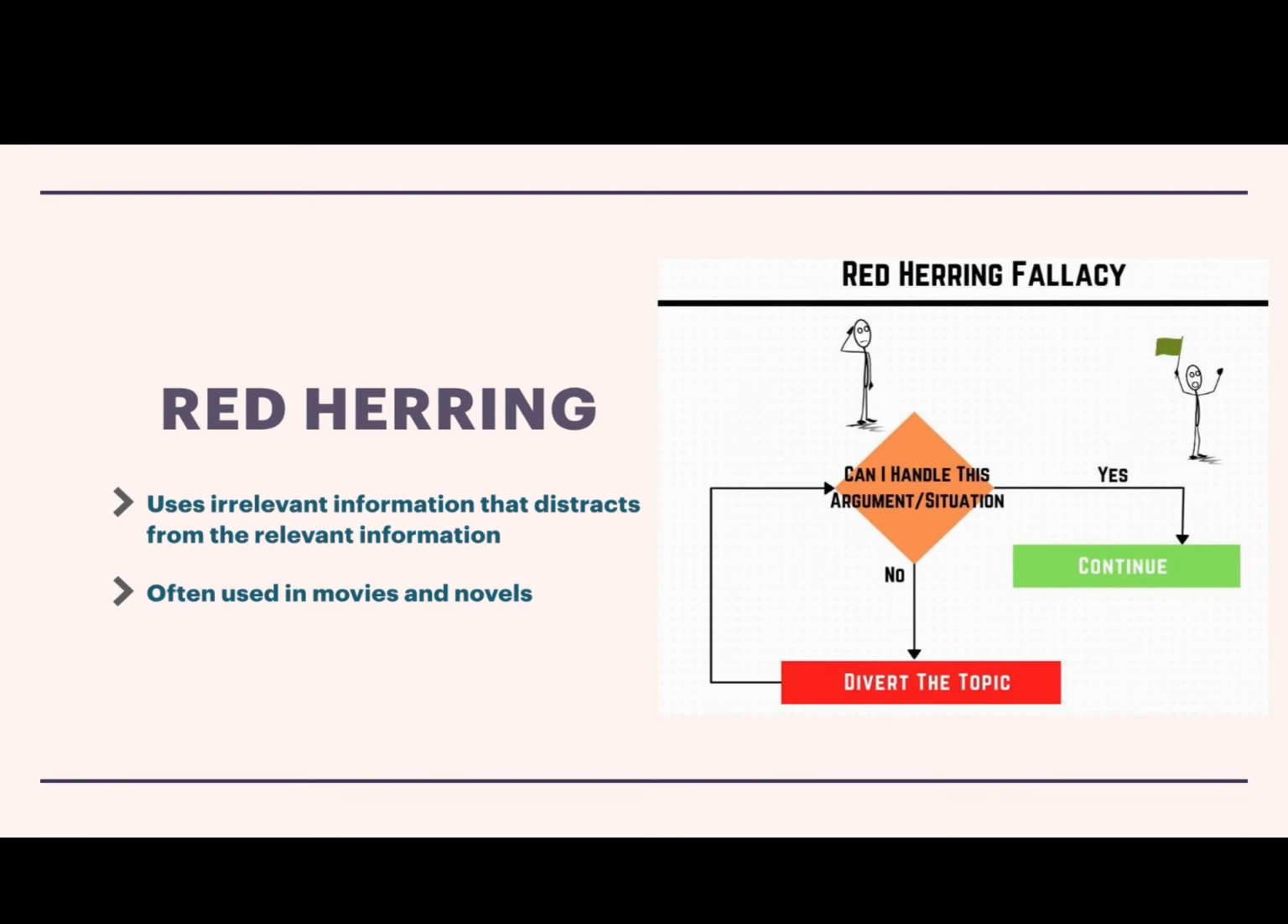Now we have the red herring fallacy. This is when irrelevant information is used to distract the reader or observer from the relevant information. This is often used in movies and novels to keep somebody's attention, but this can also be used in other instances where the person making a claim cannot prove their argument, so they just beat around the bush.